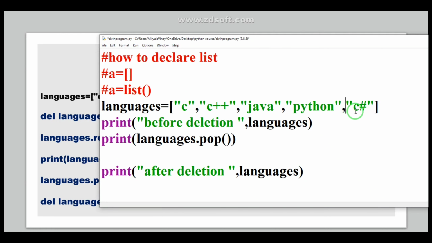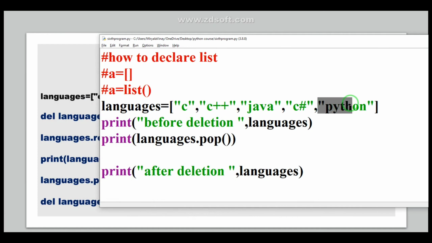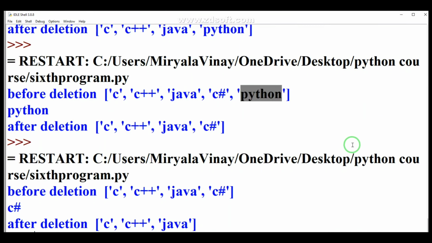I am copying this Python and pasting. So what is the element present at the end of the list? The last element, that is Python. When I am not passing any value in the pop method, the Python interpreter will automatically delete the last element. When I run this, you can see Python has been removed from the list. Let me remove this Python and run again. What is the last element? C hash. So that is why C hash has been deleted.